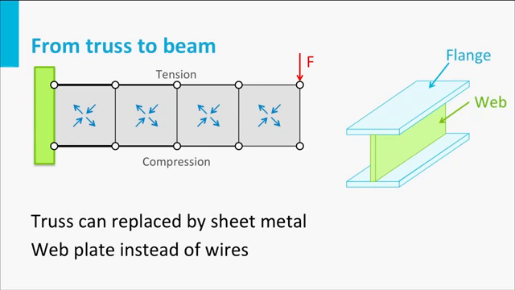An I-beam will do the same. The flanges will take the horizontal loads induced by the bending moment, and the web plates will carry the vertical load. A truss structure with metal sheet acts just like a beam-like element.